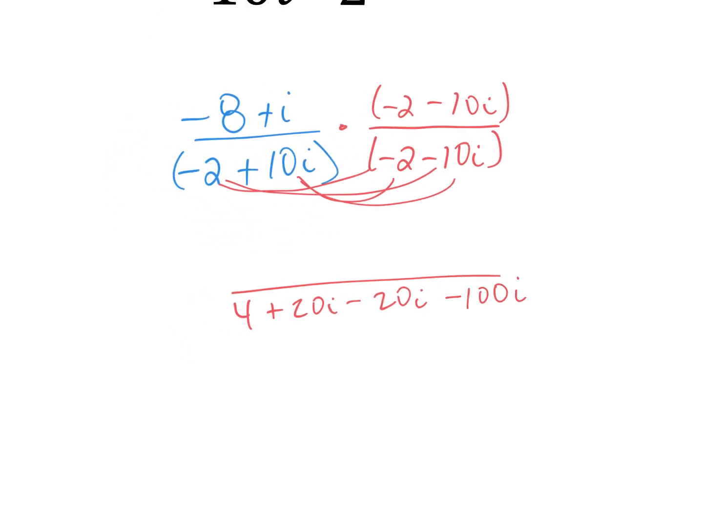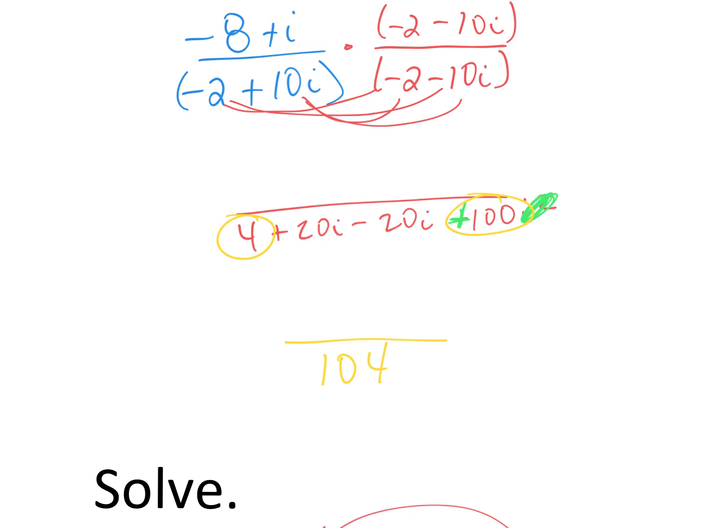Negative 100i squared. You guys with me? Okay, what happens when you see i squared? You cross it off and you change this, because i squared is negative 1. So negative 100 times negative 1 becomes positive 100. So my denominator is 4 plus 100, which is what?